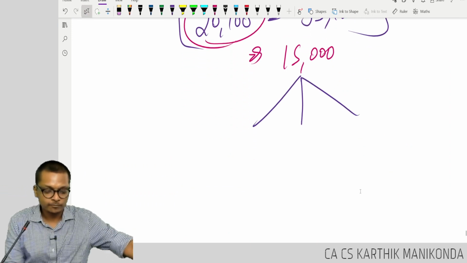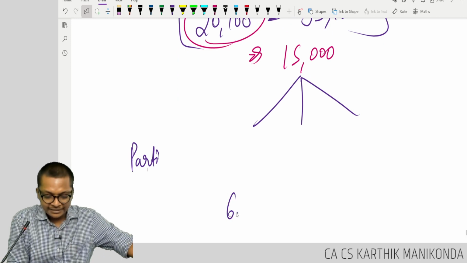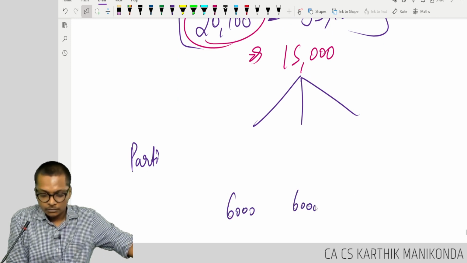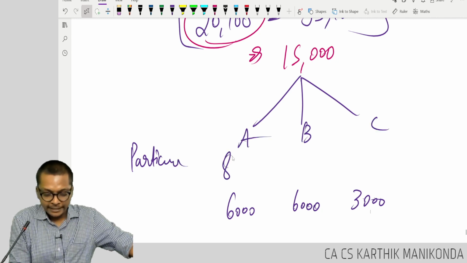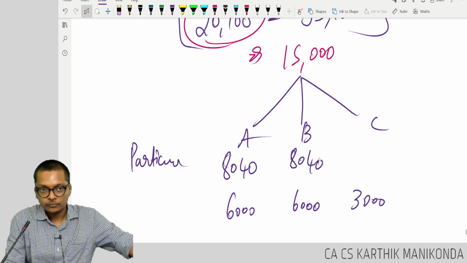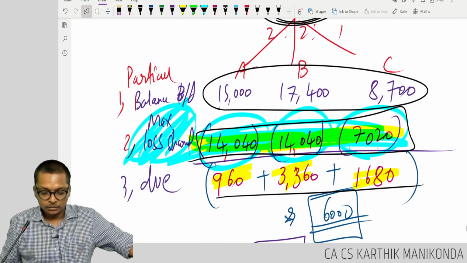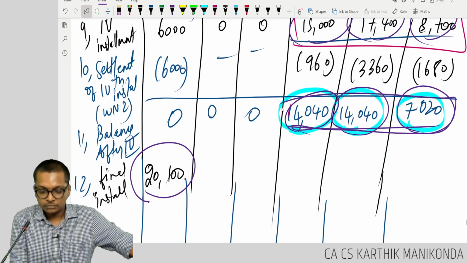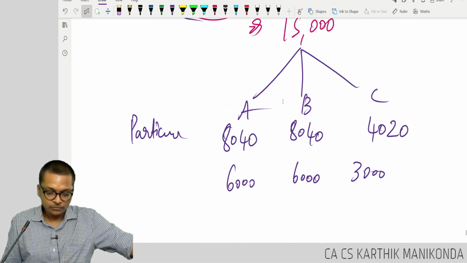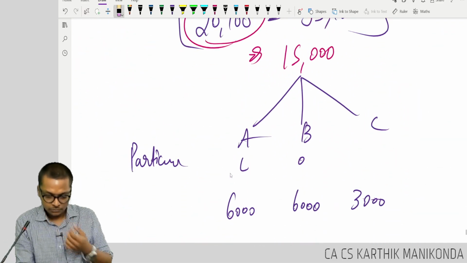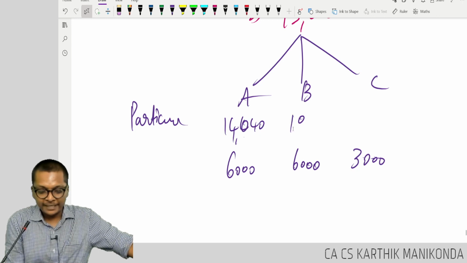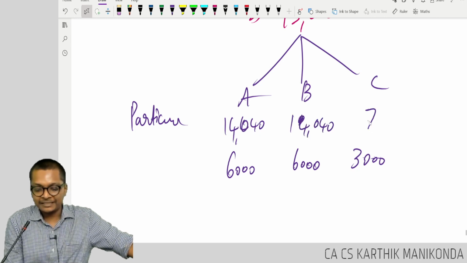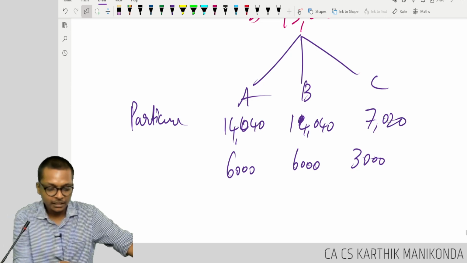Same steps. How much? 6,000, 6,000, 3,000. What is the balance of partners? 8,040, 8,040, 4,020. This balance we should take. 14,040 was payable. 14,040 was payable. 7,020 is payable. You got the hang of it.